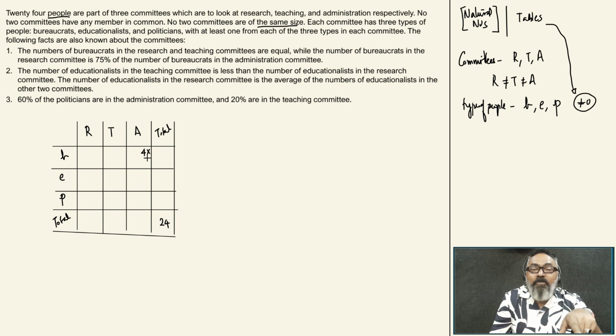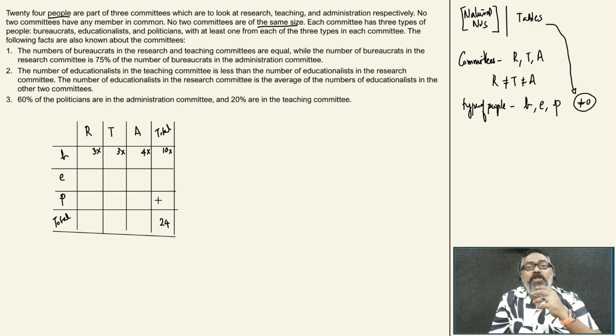So I'm just going to write these variables there. Once I handle the variables, I'll write the value here. If this is 4x, that becomes 3x. That's what that means. The number of bureaucrats in the research committee is 75% of the number of bureaucrats in the administration committee. Now we also know the number of bureaucrats R is equal to the number of bureaucrats in T. So this would be equal to 3x. That will be equal to 10x.